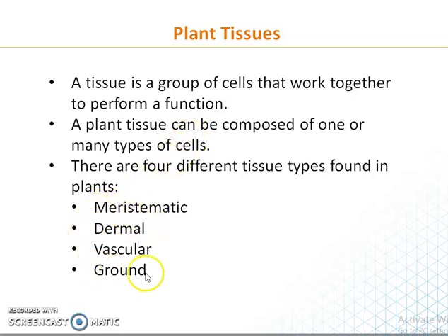The 4 types of tissues found in plants are called meristematic, dermal, vascular, and ground. What is the composition of each one, how they are composed, and what is the function of each one? This is what we will see later on.